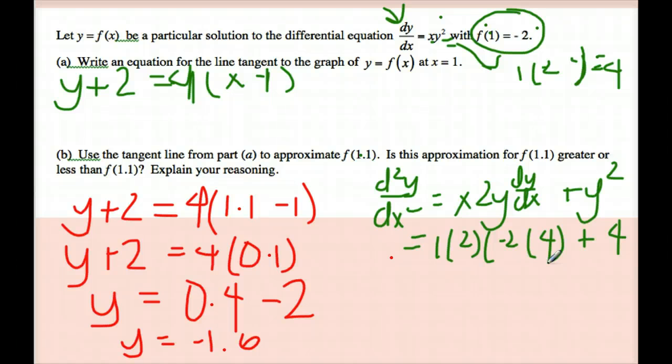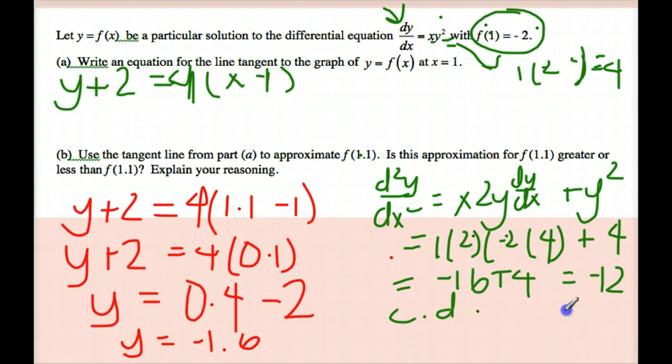So what we see is we get 2 times negative 2 is negative 4, times 4 is negative 16, plus 4 gives us negative 12, and that gives us concave down. And when we have concave down, shaped like a frown, we know that we are at an over approximation. Just to keep in mind, make sure that your equal sign is then changed to a squiggly line. Perfect. Let's do a couple more problems.